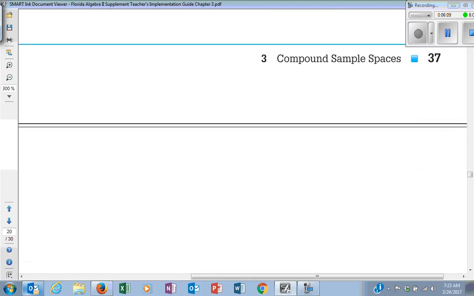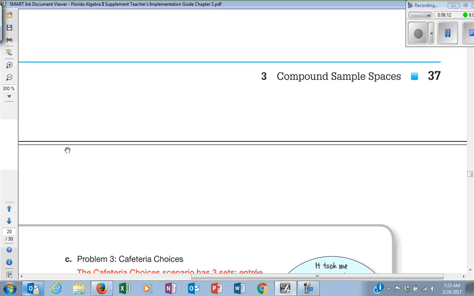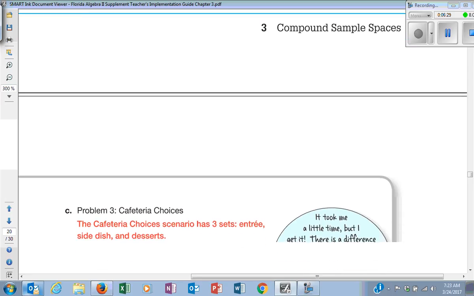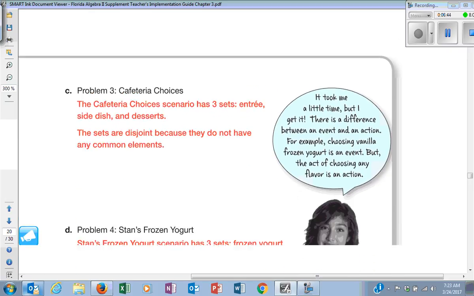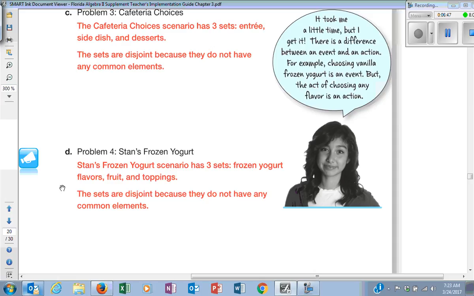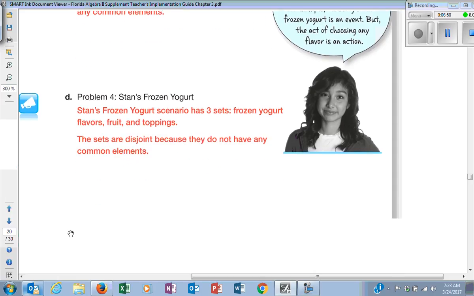Oh, I'm sorry, cafeteria first. Were any of those intersecting? How many sets did we have? We had three. We had an entree, a side dish, and who could forget those desserts? Cottage cheese or granola bar. Then this set is disjoint because there's nothing in common. You could not have fish for an entree and fish for a side. There was nothing like that. You following me? All right, frozen yogurt, three different sets. Disjoint, they didn't have any common elements.